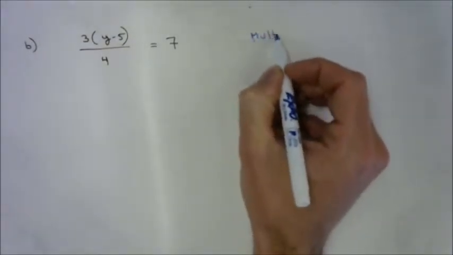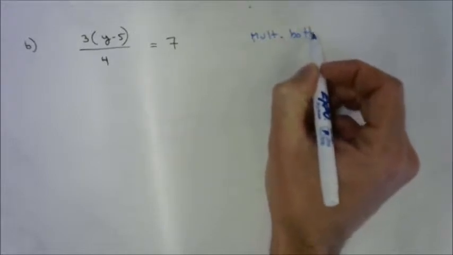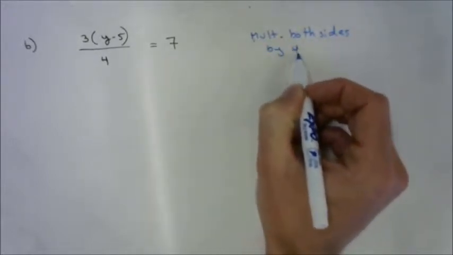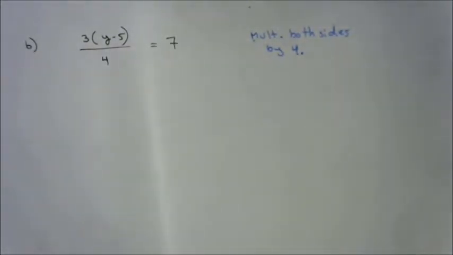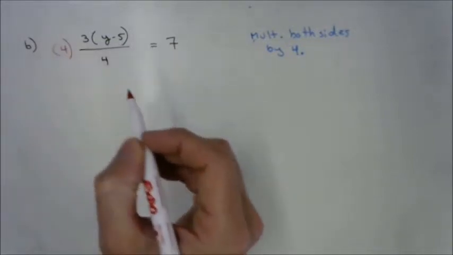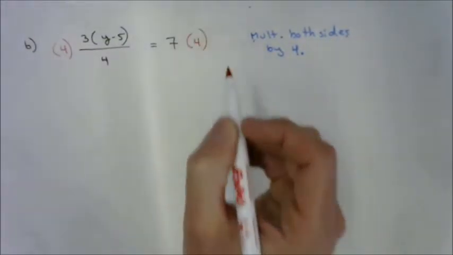Multiply both sides by 4. Can everyone see that? Wouldn't you use the distributive property for 3 times y? Don't have to. We're getting rid of our fraction first. So we're going to do times 4 over here, times 4 over here.